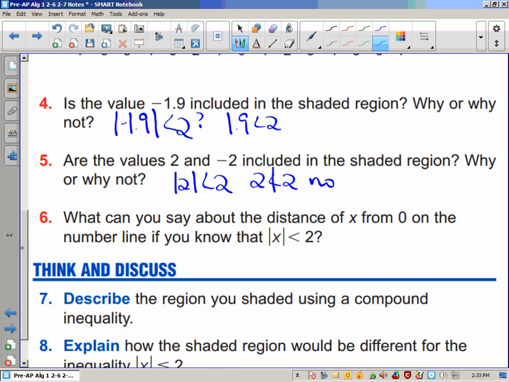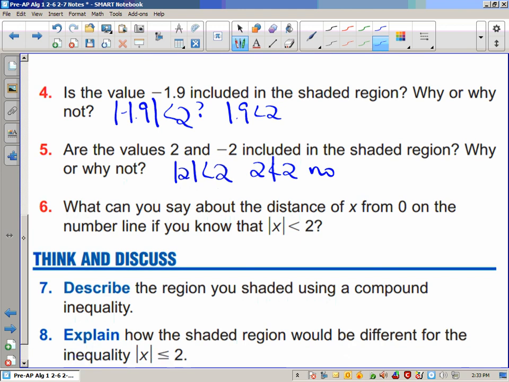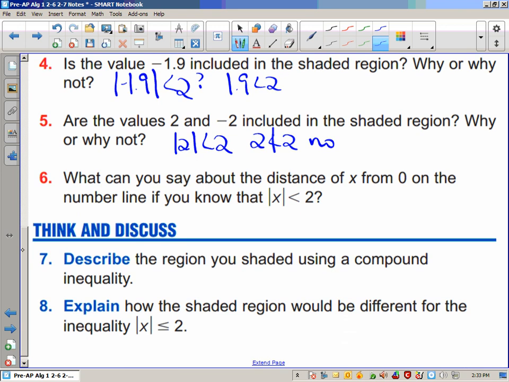So, number 6 is, what can you say about the distance of x from 0 on the number line if you know that absolute value of x is less than 2? That means the distance must be less than 2.